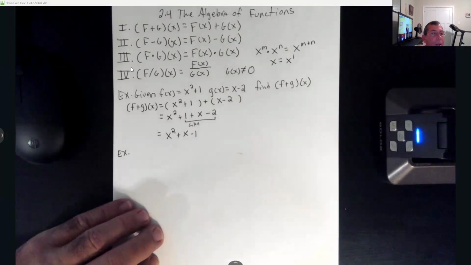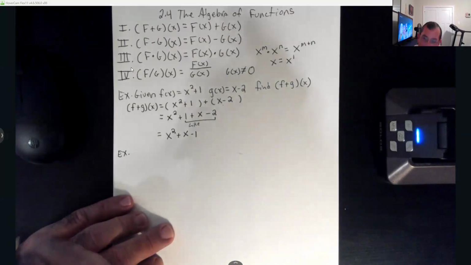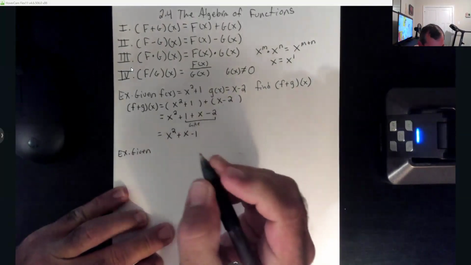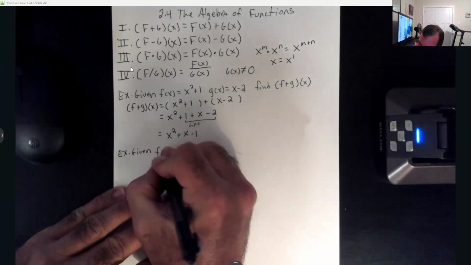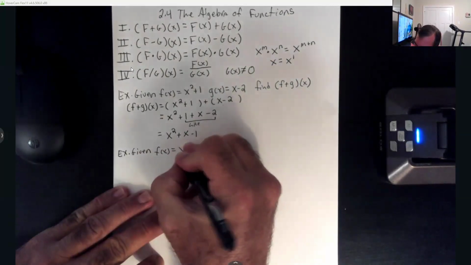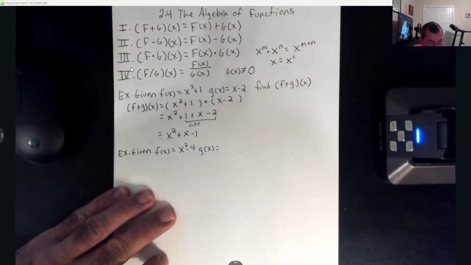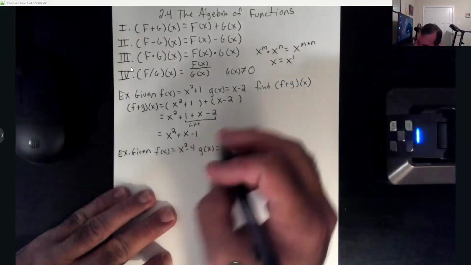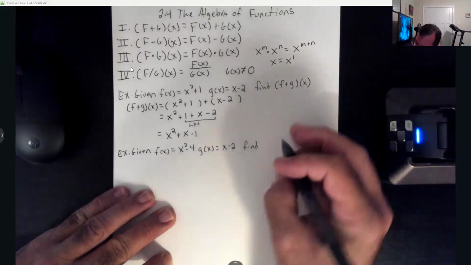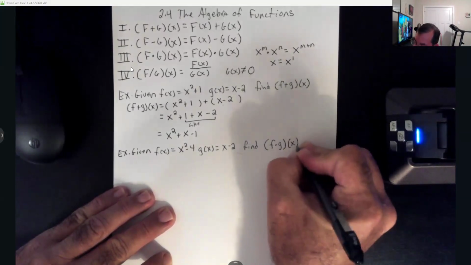All right, so if we want to change exponents, this next one we can do that because they're giving me a little bit of multiplication. So this one I'm given f of x equals x squared minus 4, g of x equals x minus 2. So y'all, they want us to find f times g of x.